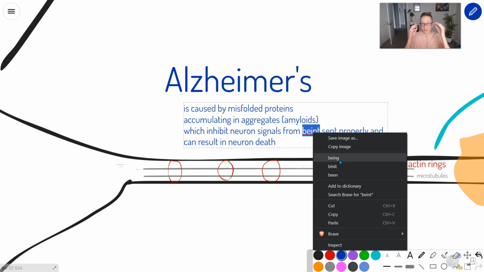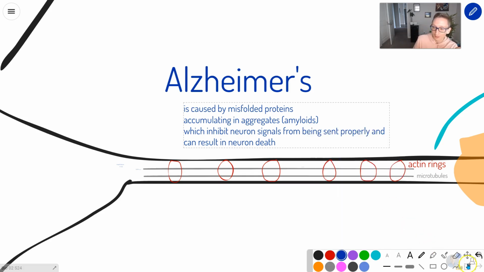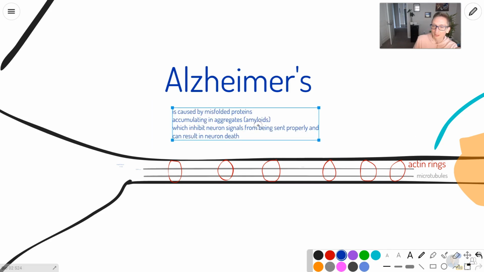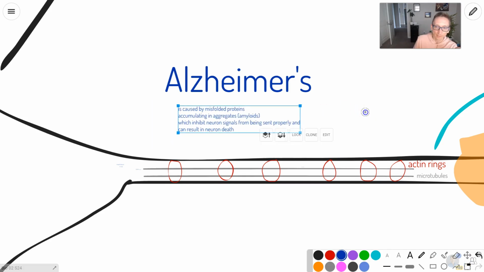So now we got problems sending signals. Maybe now we got even more Golgi problems. We got more protein folding problems. We got more aggregates. All right. It's bad. It's real bad. Okay. That's Alzheimer's.